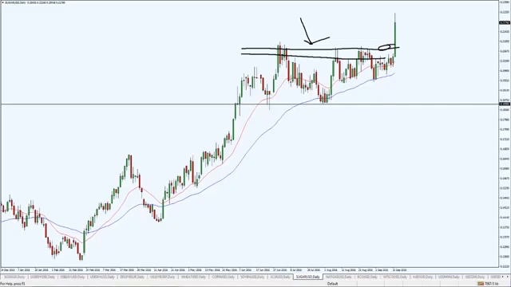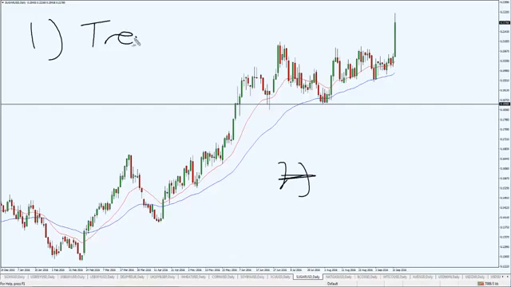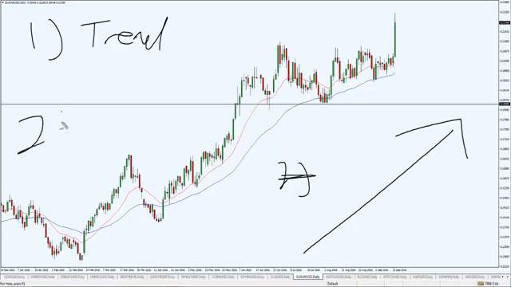Okay, so let me share with you my thoughts on it. There are two reasons why I didn't want to go short at this area of resistance. Number one, the first reason is that it's against the trend. Compared to the pound dollar, this one is in an uptrend. So in an uptrend, I would pretty much prefer to go long.